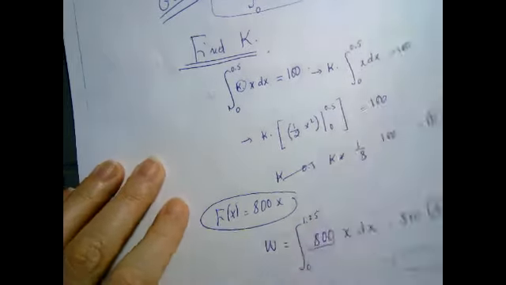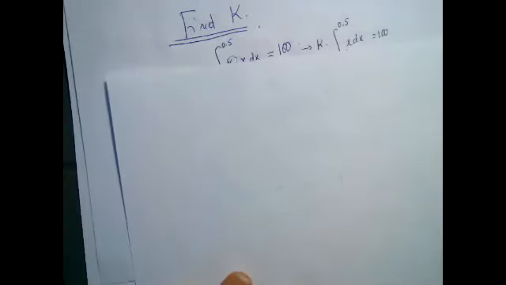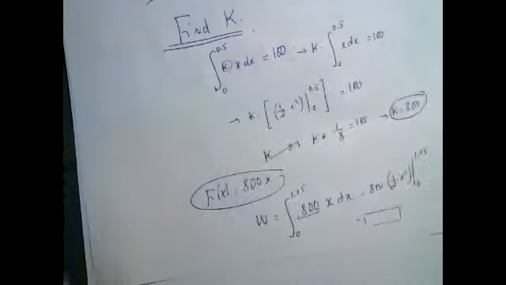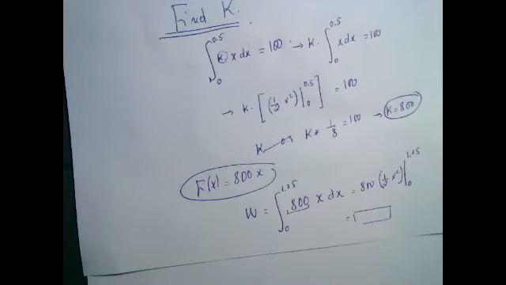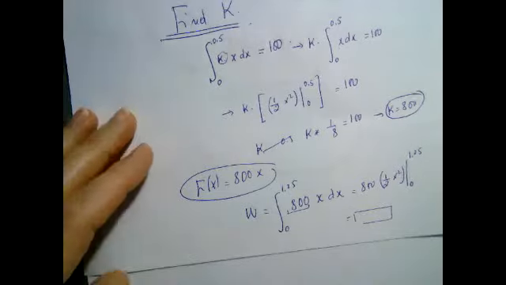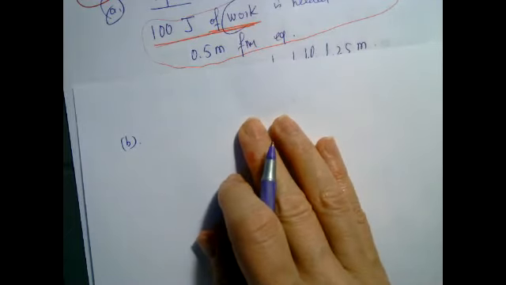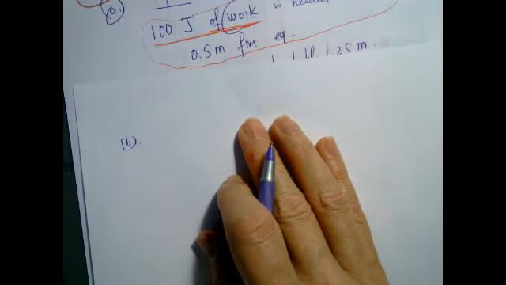B is B. What is B? So B is the following. A spring that requires a force of 250 to be stretched, blah, blah, blah.